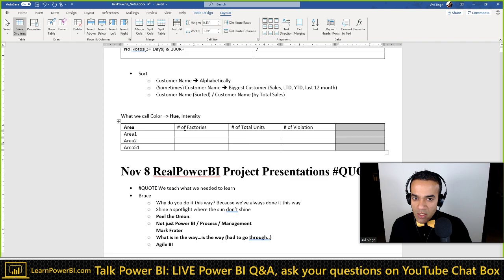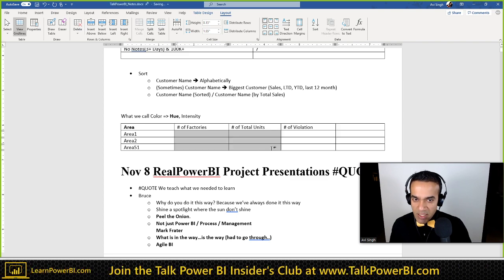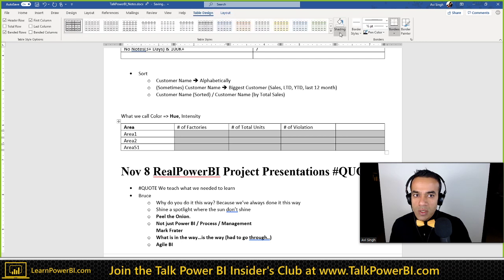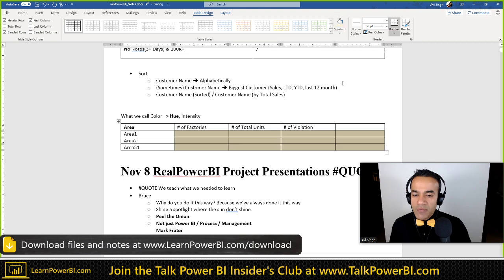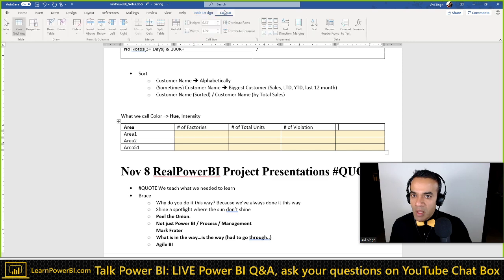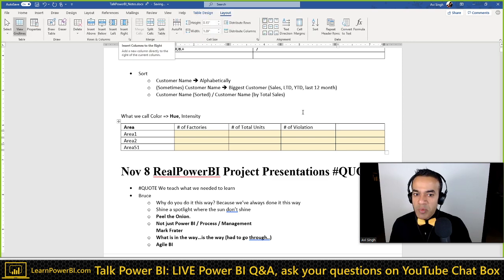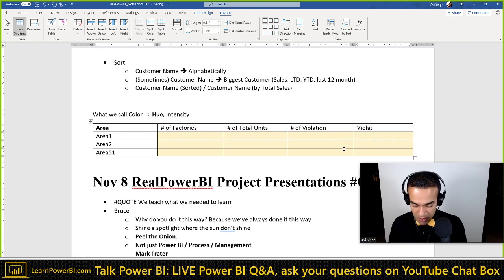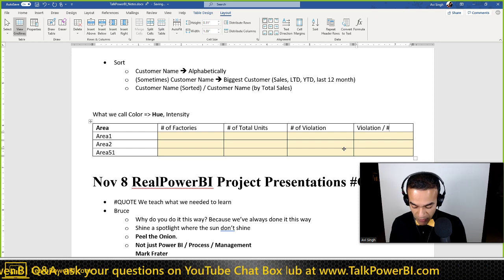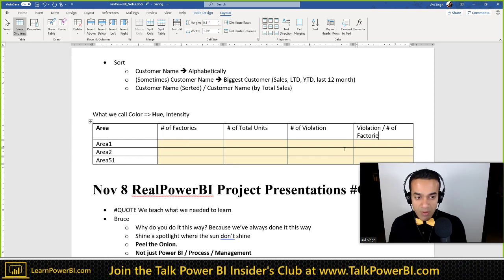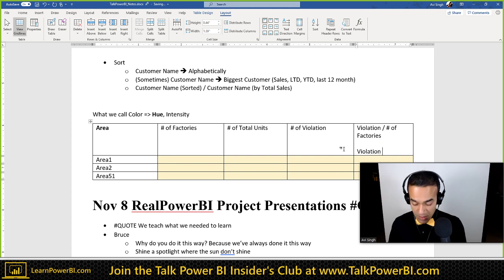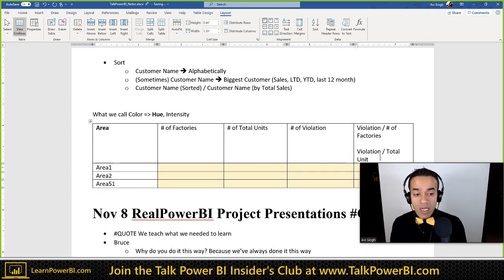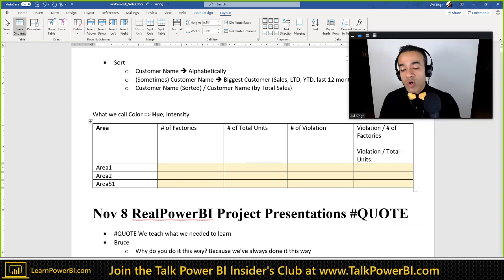So now that we have these numbers, imagine these are filled in with some number, right? So factories, number total, and now you can do percentage. I wouldn't do two percentages. I would either say violations divided by number of factories, or I would do violations divided by total units. I'll see which one seems to have a tighter correlation with violations, right?